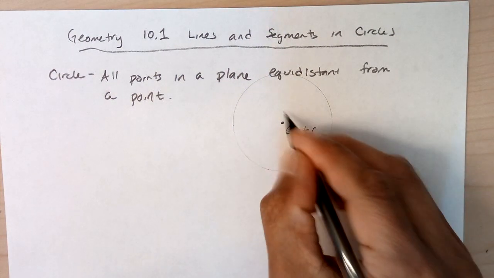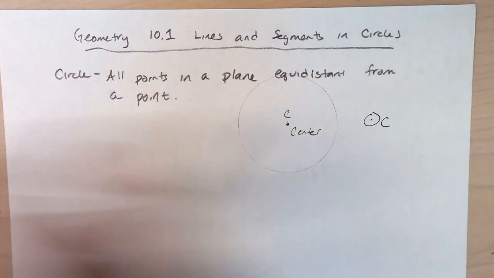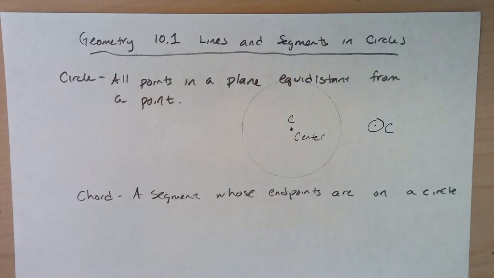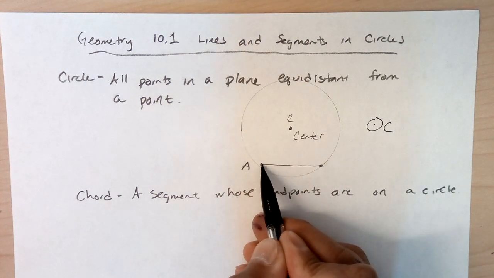I'm going to call this point C right here. So then this would be circle C. That's how you name it. And one segment in a circle is a chord. So a chord is a segment whose endpoints are on the circle. For example, this would be chord AB.